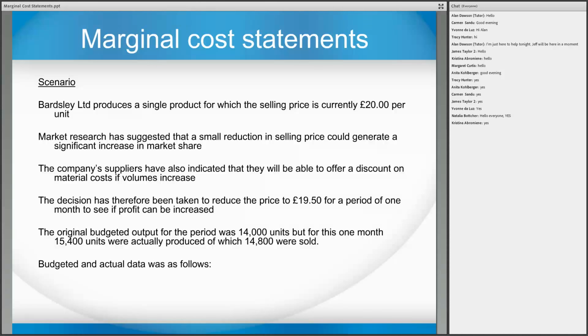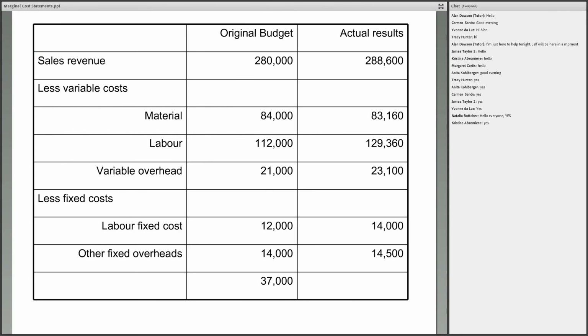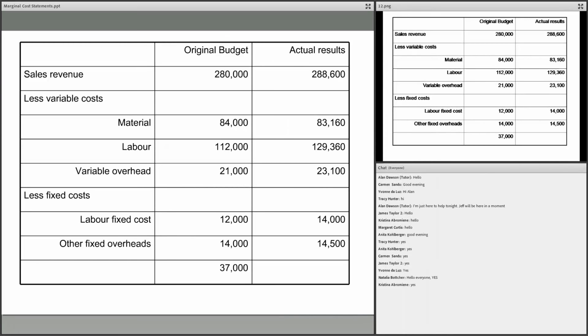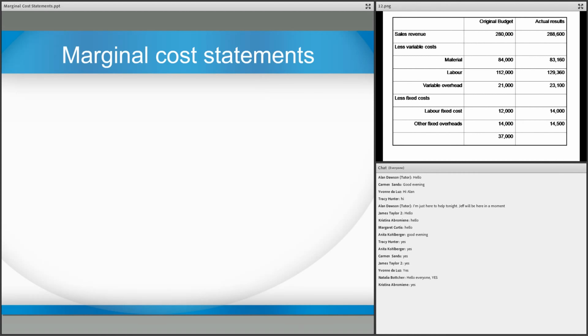And now we just need a few numbers. I'm just going to put this table up. Bear with me a second. Now, here's our original budget on the left. 14,000 units at £20, you'll recall. 280,000. And we're given total figures. We're not given unit costs at this point. So what we're going to do now is pop that original data to one side, and then we can use that to do some calculations.